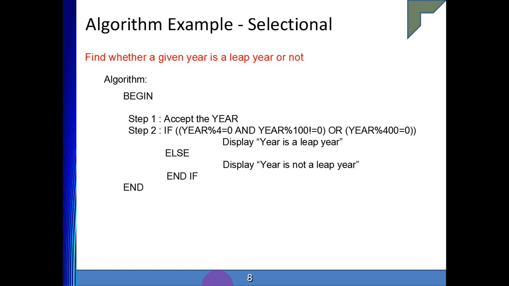So 2000 is divisible by 400, and given mod 100 is 0 also, so that means 2000 is a leap year. But if I say 2001, it's not. So it comes to the else statement, and we will say that the year is not a leap year. Okay, let us move to the next.